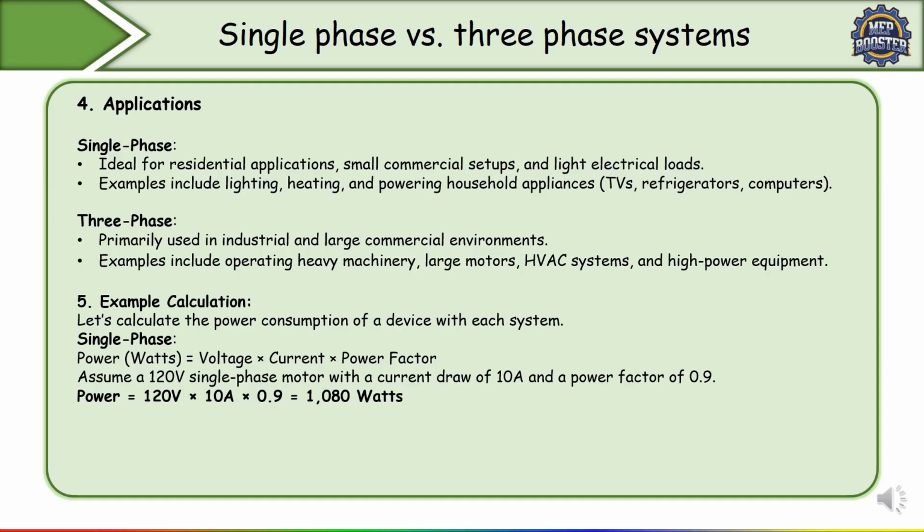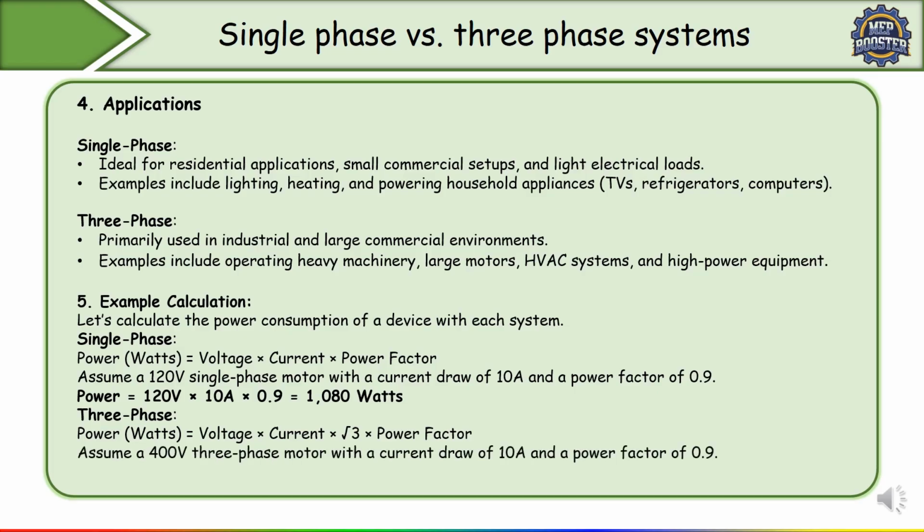In the same way, if you are calculating the power consumption of a device for a three phase system, the formula will be a little bit different. Here, √3 is added. So when you calculate, assume a 400 volt three phase motor with a current draw of 10 amperes and a power factor of 0.9. When you substitute the values, you will get the power consumption of the device as 6235 watt. Okay. So in this way, normally we need to calculate.